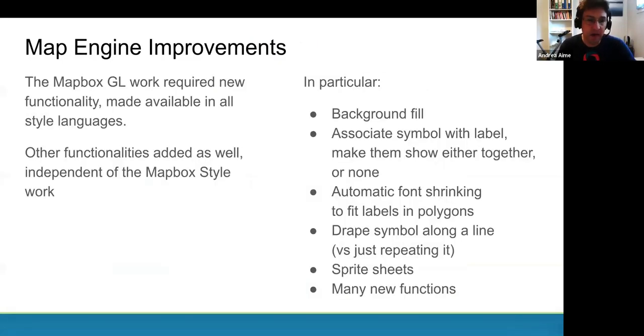In order to make things work, we had to make a number of map engine improvements, such as, for example, background fill, associating symbols with labels, font shrinking, and so on.